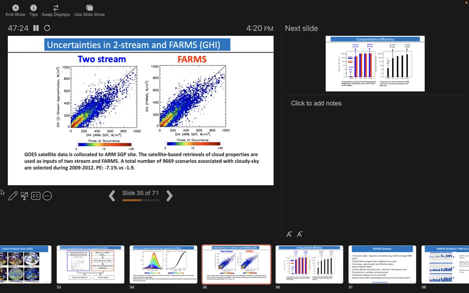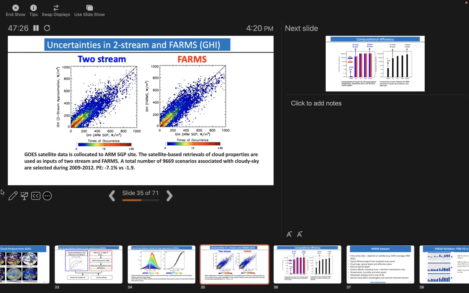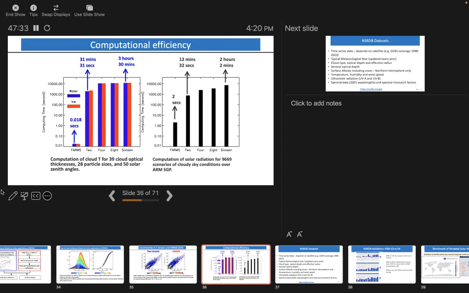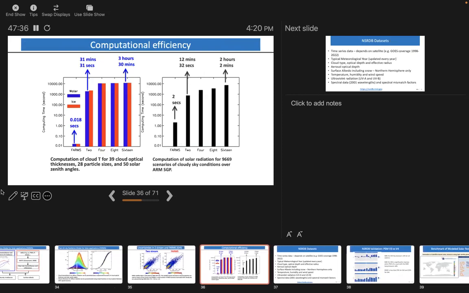And here's an example. This is a 2-stream model, a real radiative transfer with multiple layers, and this is FARMS. And so there's practically no difference in the accuracy. But speed, if you look at it, FARMS is this little thing here. This is FARMS. It takes 0.018 seconds to do one calculation. These are the others based on how many streams you use. And this is for doing 10,000 calculations. It takes 2 seconds versus the next model, the physical model, which is 12 minutes. So, of course, it's a no-brainer that we use this.